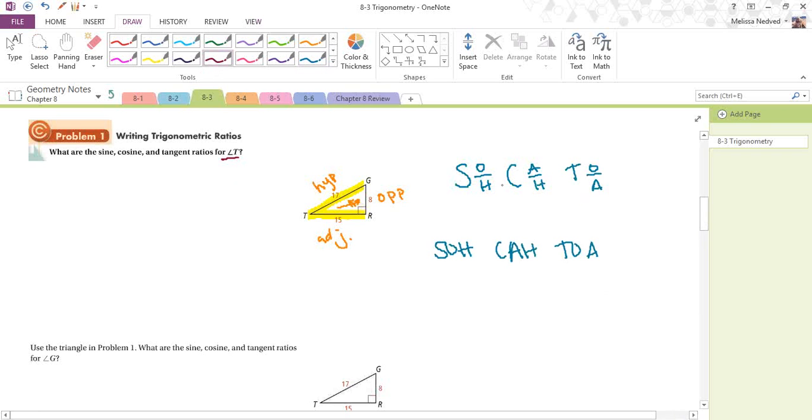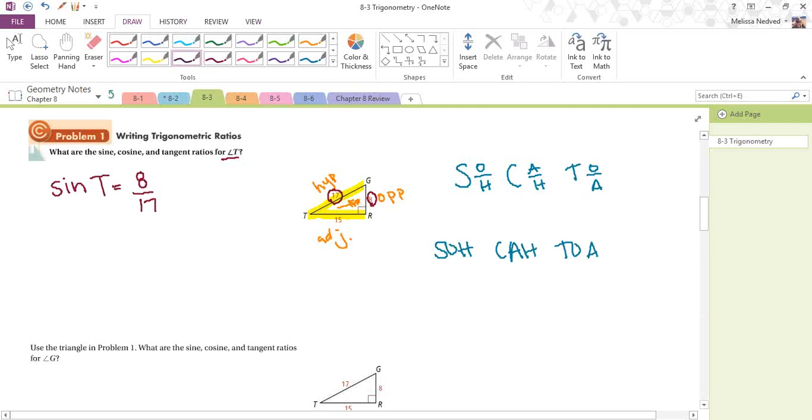Why is that important? Well, sine is always of an angle, of angle t, so sine of t is equal to, sine is opposite over hypotenuse. My opposite side has a length of 8 over my hypotenuse has a length of 17. So sine of angle t equals 8 over 17.